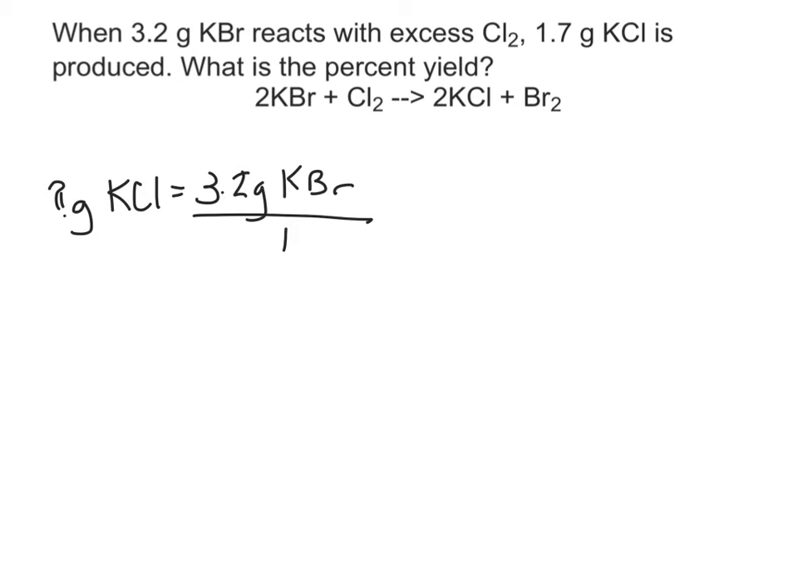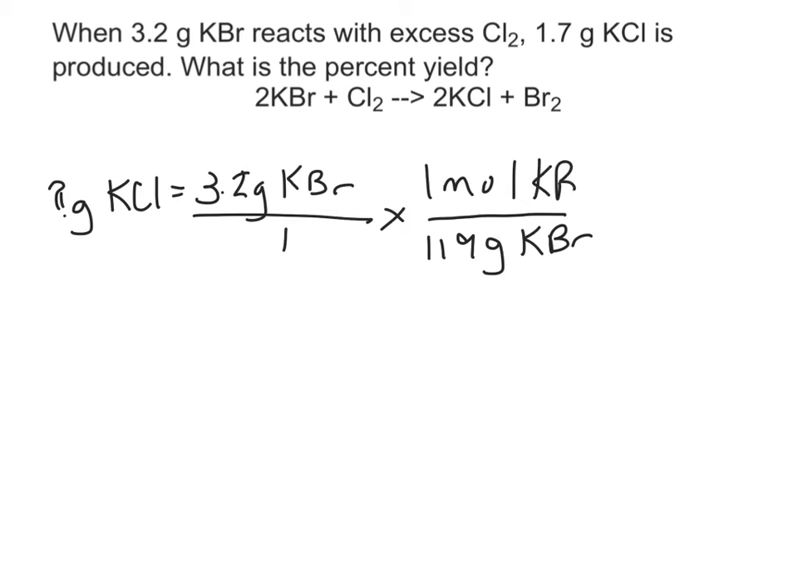Like all my other stoichiometry problems, I'm going to put the unit on the bottom of the next fraction that I want to have cancel, so I'll put grams of KBr on the bottom. And to find grams, I have to calculate the molar mass. The molar mass of potassium bromide is 119. So there are 119 grams of potassium bromide in 1 mole of potassium bromide. Next, I'm going to use my mole ratio to convert from moles of potassium bromide to moles of potassium chloride.